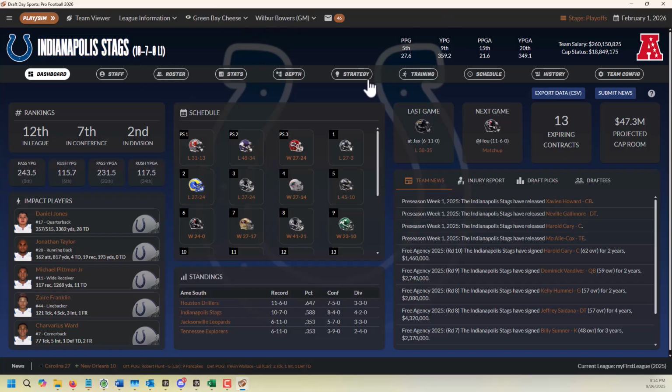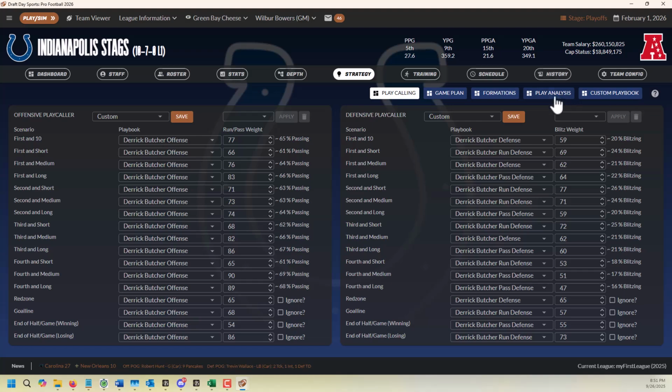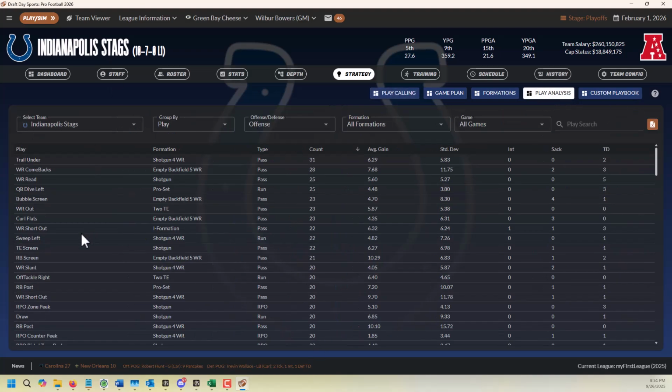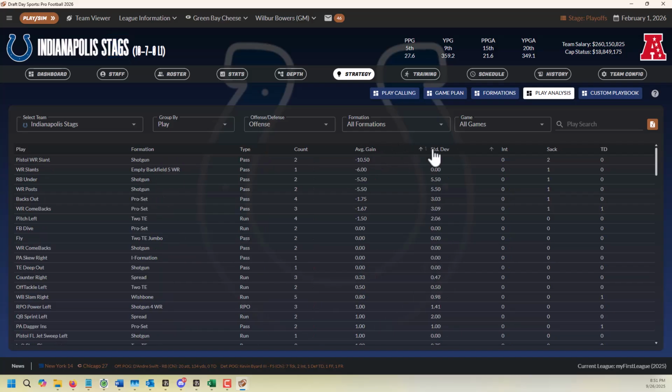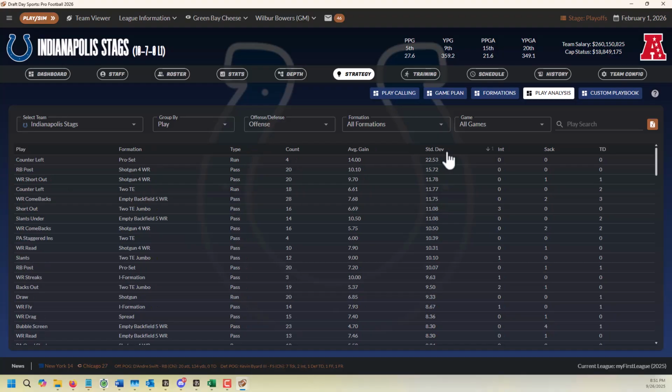What I want to show you is a strategy, and let's go to play analysis. Indianapolis, whatever. I like them because they're called Stags. Anyway, this is the big thing. The average gain, which we always had before, but now we have standard deviation. And so the heart of what I'm getting at in this video is what does this mean?